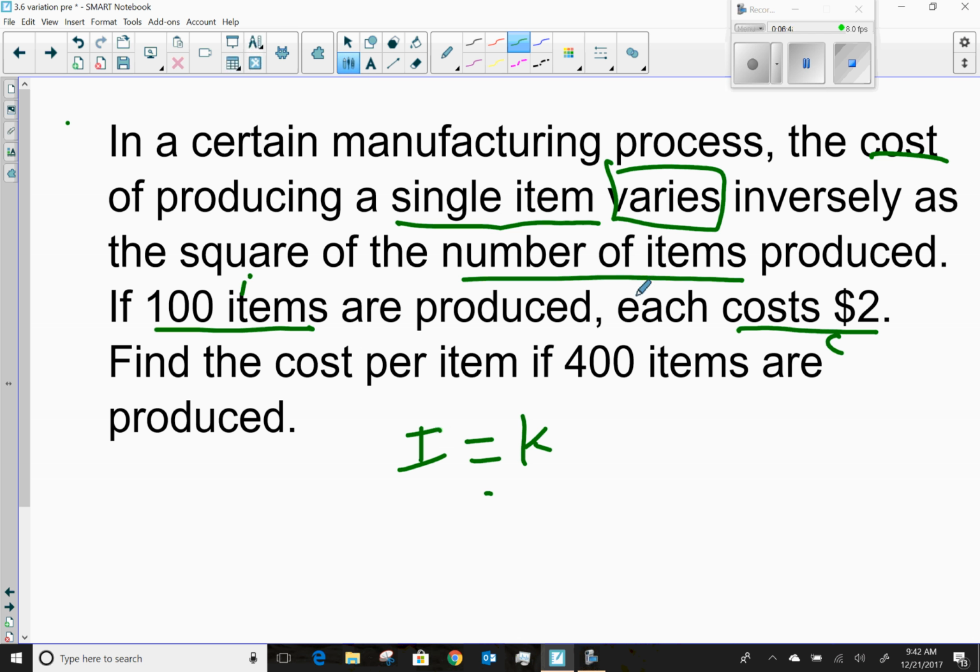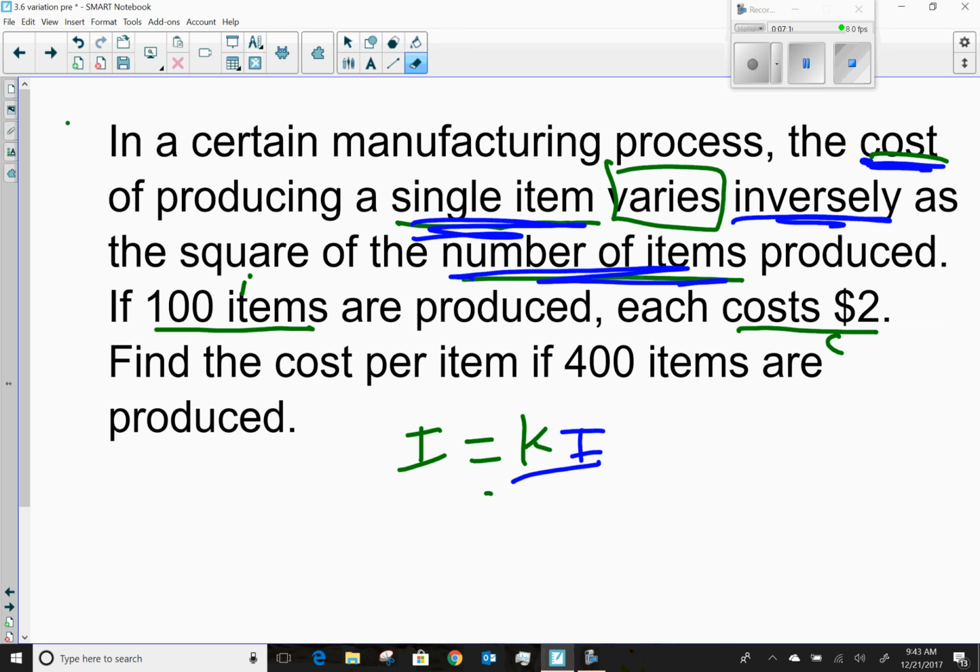So I equals K, and then what word follows the varies? That's our operation, right? Inversely, so that's dividing, so K divided by. And what follows that inversely? What thing is it talking about? It's talking about the number of items produced. Oh, sorry, that would be our I, and because before varies is the cost of a single item, this needs to be C, right?